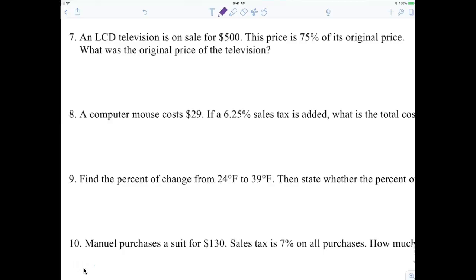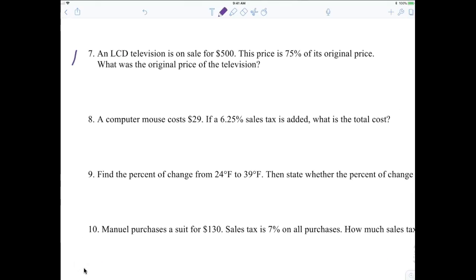Now, it says, an LCD television is on sale for $500. This price is 75% of the original price. Now, I need everybody to put a star by number 7 because I really haven't taught you this, but I just feel like this was a good problem. All right? Listen up and listen to my explanation. See if you understand.